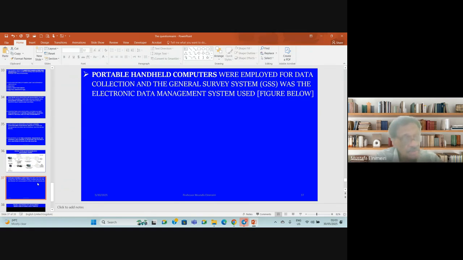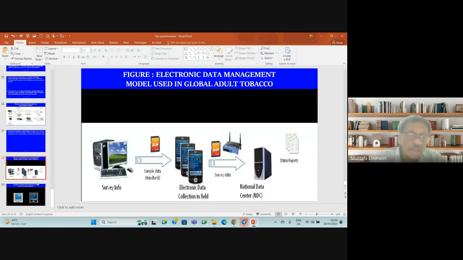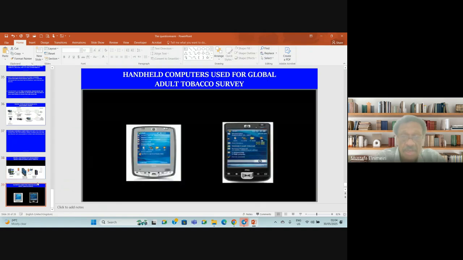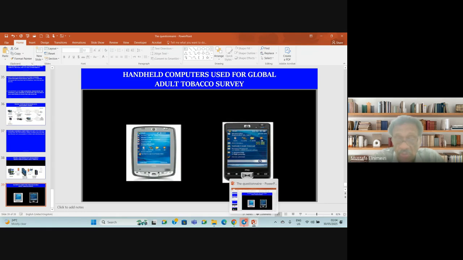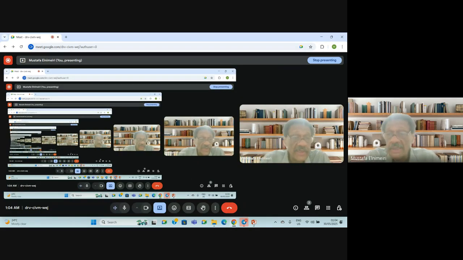We train the interviewers how to use them, and then they fill the questionnaire in the portable handheld computers, and then it will be immediately submitted to the central program managed by the computer programmer, who will make a check, and if there are any problems or errors, he can give feedback immediately. And this will facilitate the overall process. And these are examples of the portable handheld computers that can be used for data collection in the field, to facilitate the overall process of the data collection.